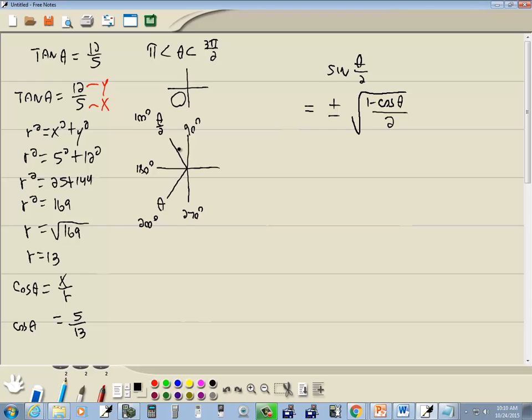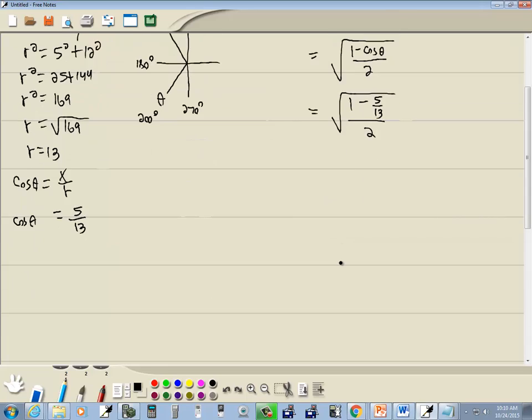Okay, we said it's in quadrant 2. In quadrant 2, sine is going to be positive, because remember we're working with sine here. So we're going to keep the positive version of the formula. Okay, well let's plug in 5/13 now. So we have the square root of 1 minus 5/13 over 2.